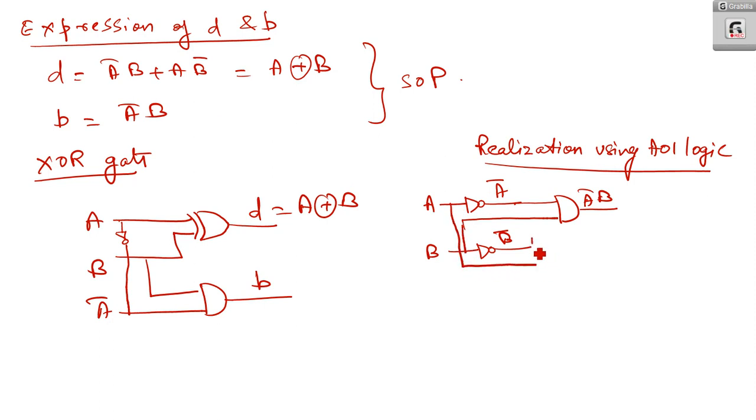B bar is here. So you will get A B bar. You will get a difference D. What is borrow? Borrow is A bar B. So you can take this part. That is borrow. So you need to have additional gates for this borrow. So that is a realization using AND or invert logic.